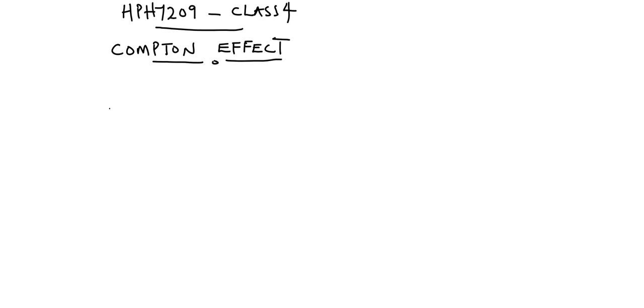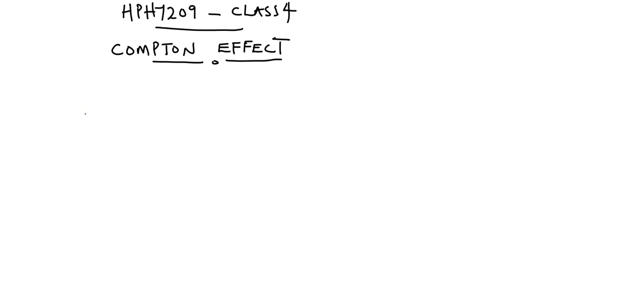HPHY209. So this is the fourth lecture. The course title is Elements of Modern Physics. Today we talk about the Compton effect. In the last class we talked about the photoelectric effect.